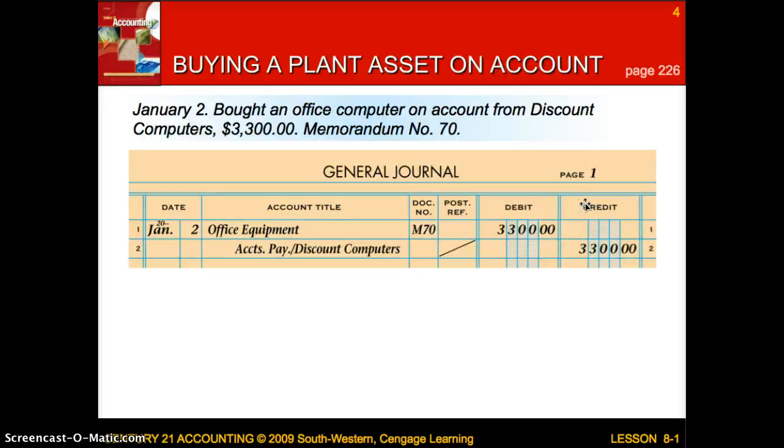Buying a plant asset on account. We've done this as well. On January 2nd, we bought an office computer on account from Discount Computers of $3,300. We will debit our office equipment and credit our accounts payable of Discount Computers.